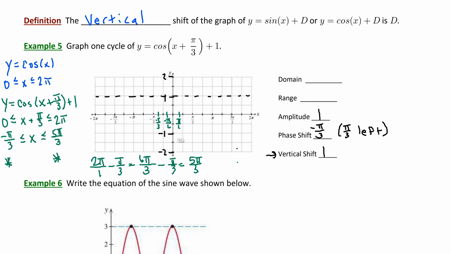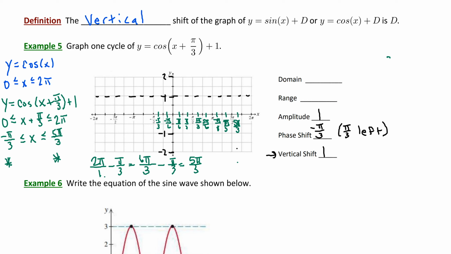We have pi over 6, pi over 3, pi over 2, 2 pi over 3, 5 pi over 6, 7 pi over 6, 4 pi over 3, and 5 pi over 3. I'm going to stop there because that's where our graph is going to stop.